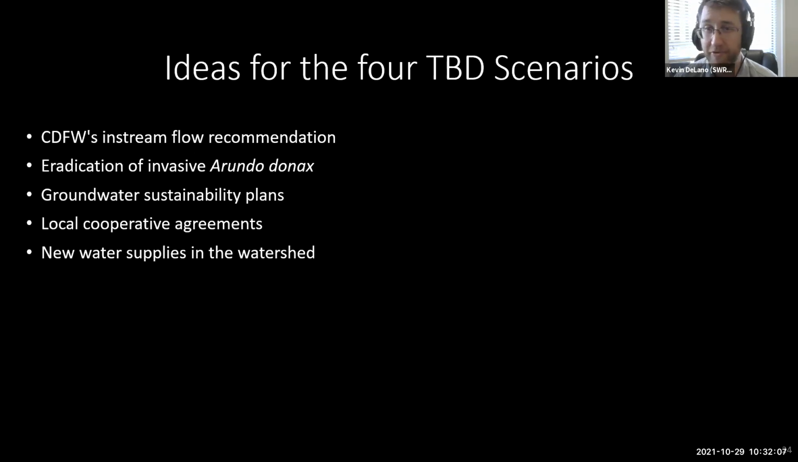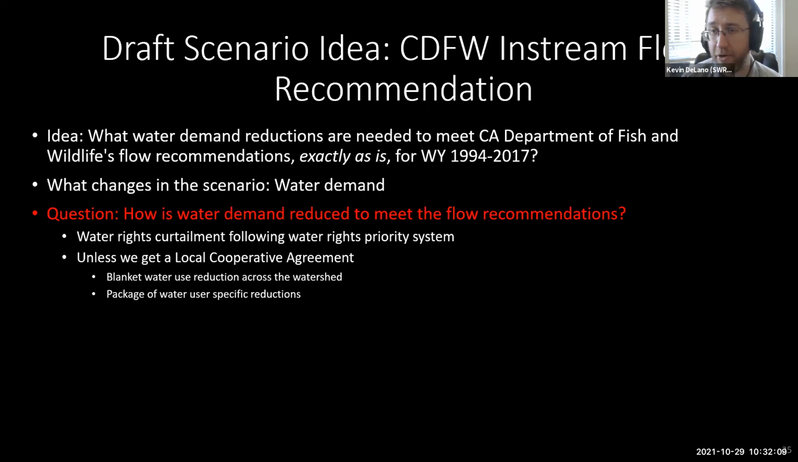Okay, so the first scenario idea that we've heard, and these are alphabetical, by the way, is to do another bookend scenario, similar to unimpaired flow. I try to frame all these scenarios with a question. And the question here is, what water demand reductions are needed to meet the California Department of Fish and Wildlife's flow recommendations exactly as they are for water years 1994 to 2017?